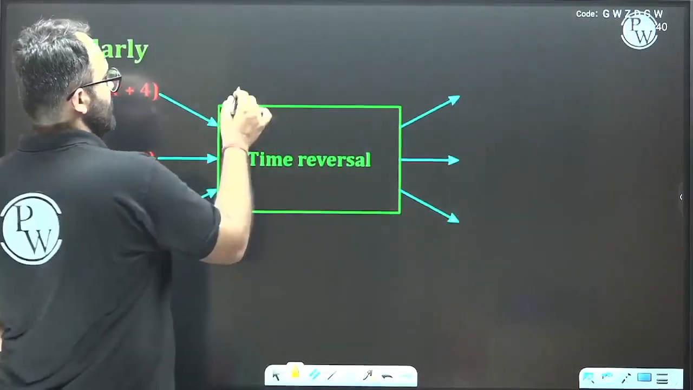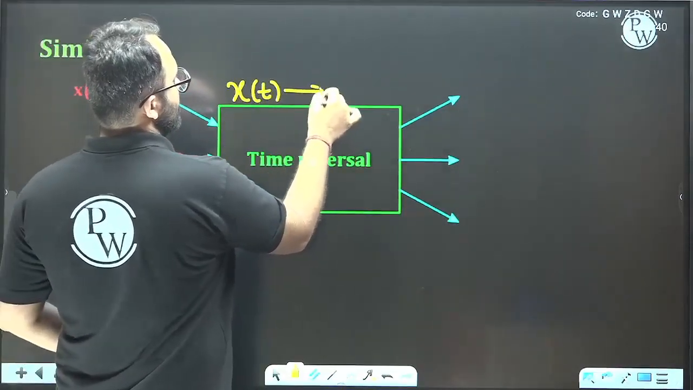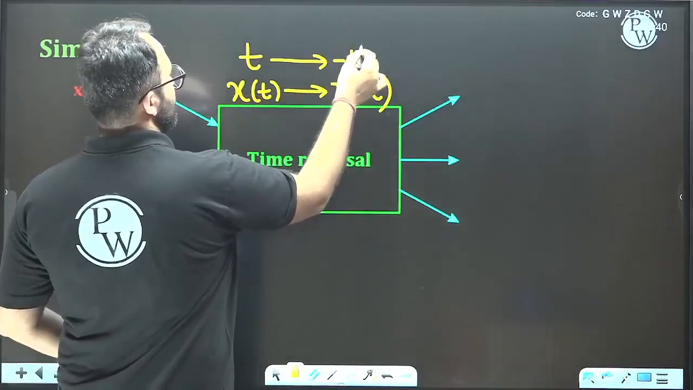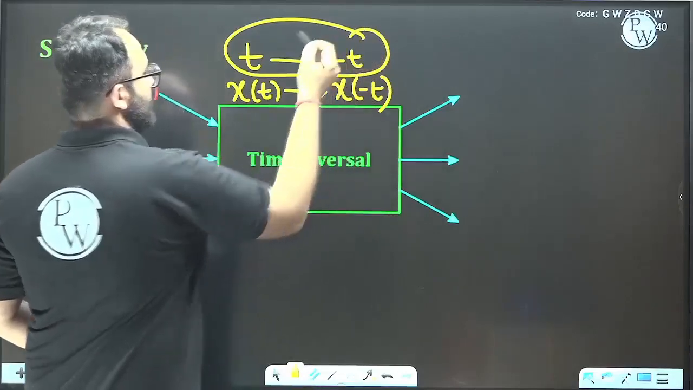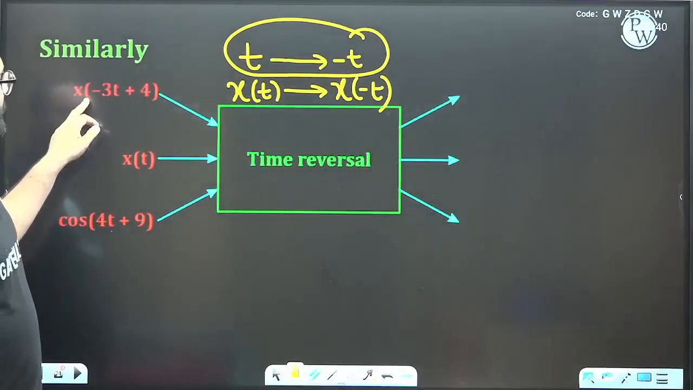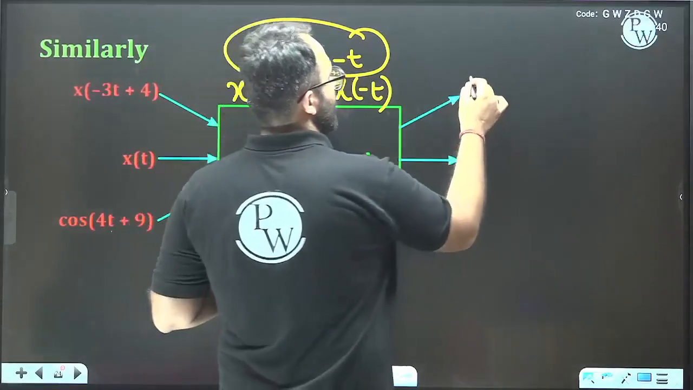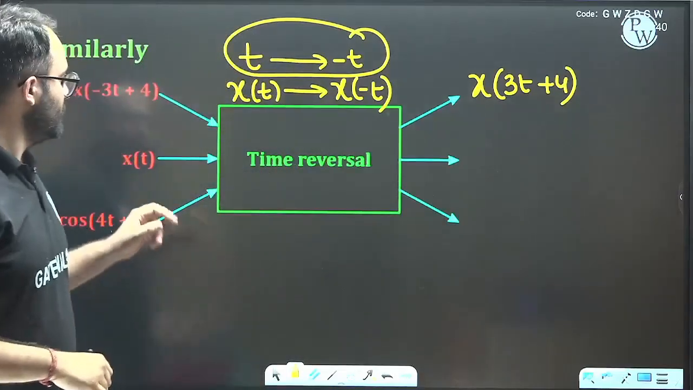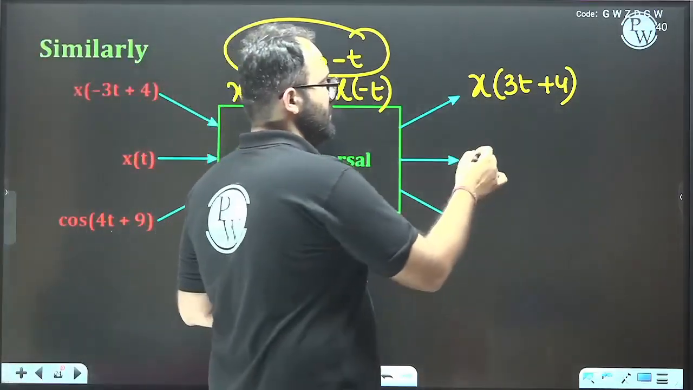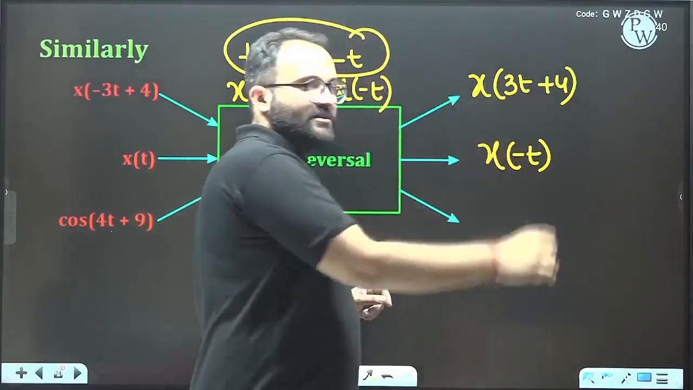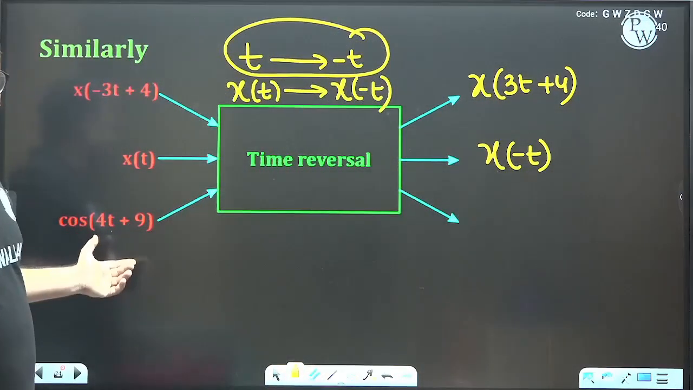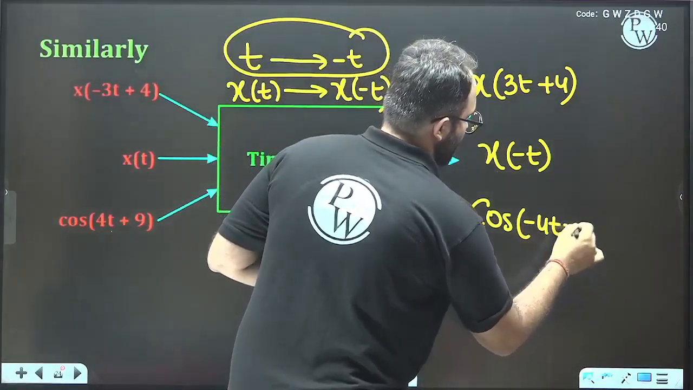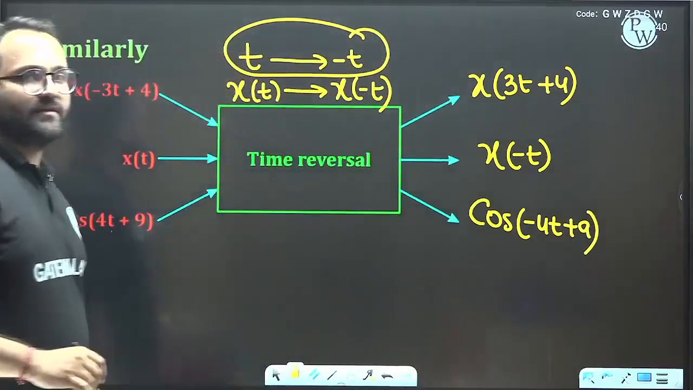Similarly, for time reversal, when x(t) is the input, the time reversal is x(-t). That is, it replaces t by -t. So x(-3t+4) will have t replaced by -t, that is, the output will be x(3t+4). If the input is x(t), the result will be x(-t). And when the input is cos(4t+9), the result will be cos(-4t+9). I hope all of you are able to do this.